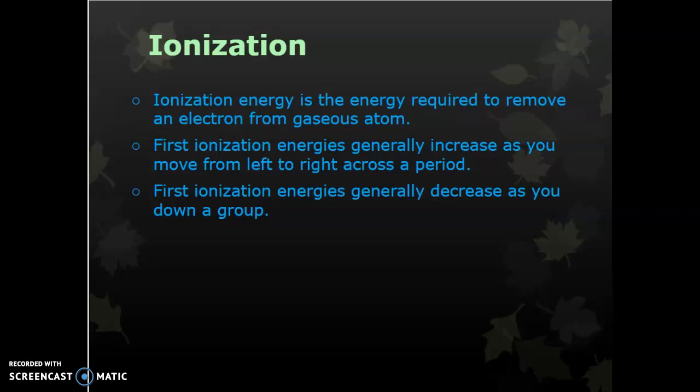Remember, the nucleus is positive, electrons are negative, they're attracted to each other. So as you go to the right, the nucleus is getting stronger, the attraction is stronger. It's going to require more energy for you to take away an electron, aka ionize. Don't worry, the next picture will explain everything.